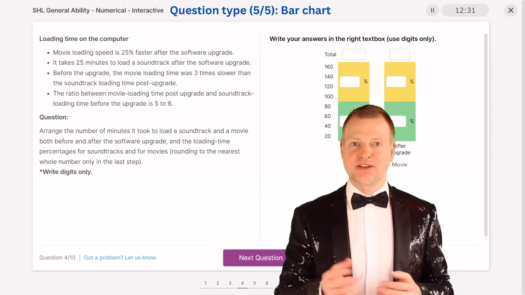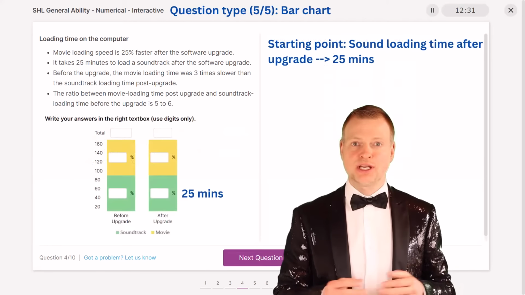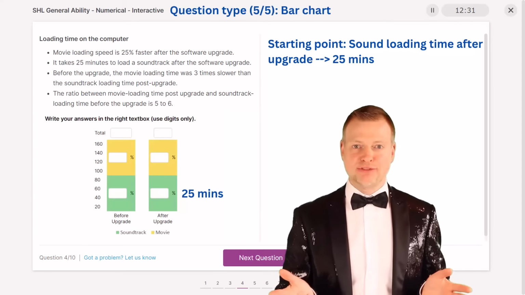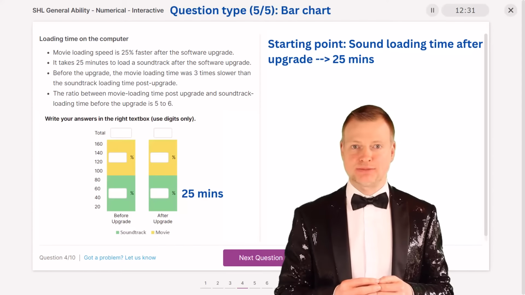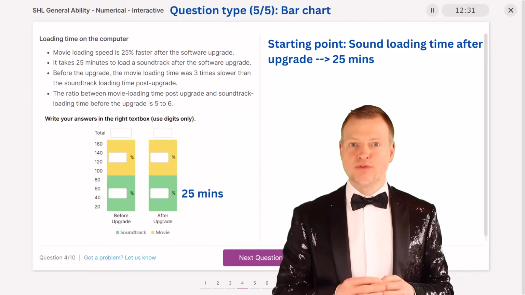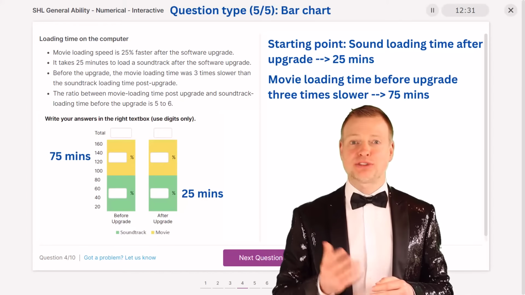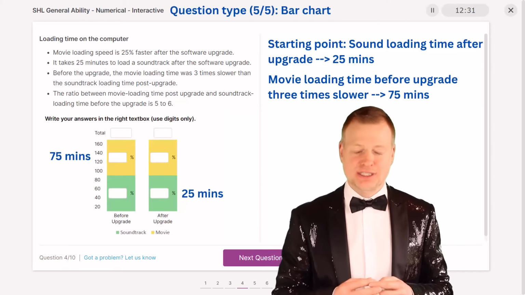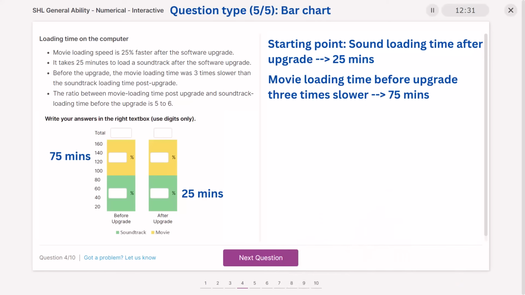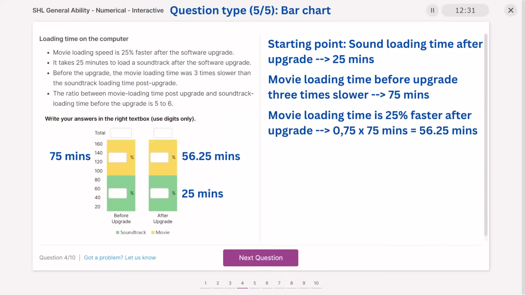The information that is given and that should serve as your starting point is that the soundtrack loading time after the upgrade is 25 minutes. Then it says that the movie loading time before the upgrade was 3 times slower. That means it took 3 times as many minutes, hence 75 minutes. The information that the movie loading speed was 25% faster after the upgrade translates into the information that the loading time has decreased by 25%. Hence we reach 56.25 minutes.